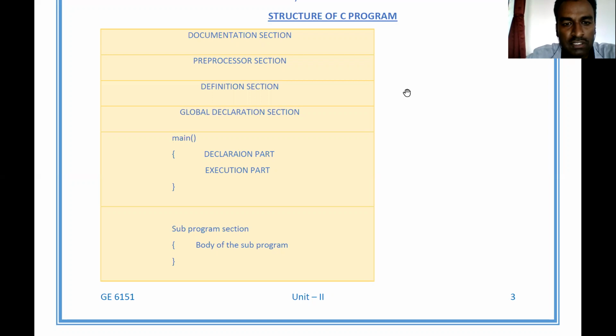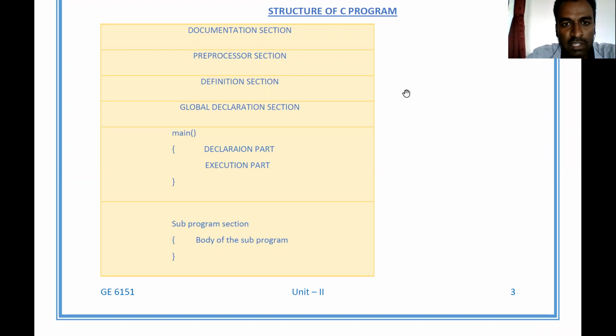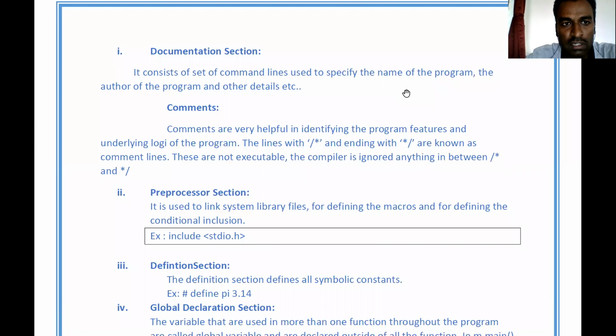First one, the documentation section. So normally what is meant by a document? A document is a section that should specify details, that means we have to specify any name, any author, any other detail like that. Likewise, we use documentation in our C program. It consists of a set of comment lines used to specify the name of the program, the author of the program, and other details. So, for example, we want to write a program for adding two numbers.